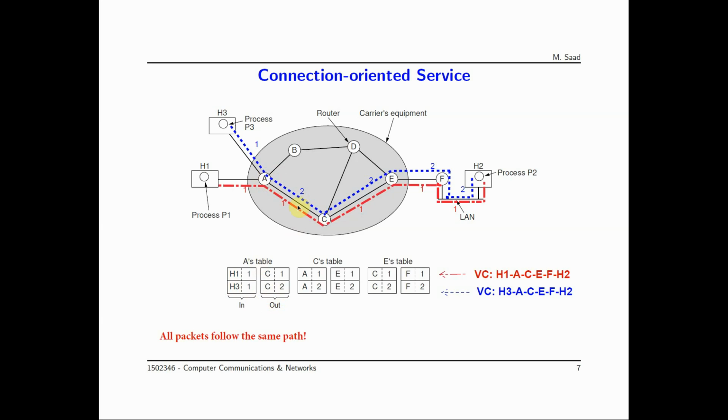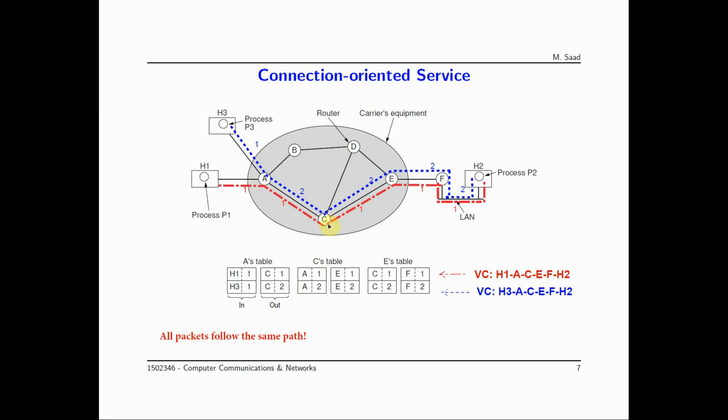Rewrite basically the VCI value which is written in the header. Change it from 1 to 2 and then forward. That's what this table entry says. Forward to C and change the VCI in the header to 2. Now forward the packet. So this packet is forwarded to C. So who will receive the packet? Router C. What is the VCI written in the packet header? 2, because it was changed by router A.